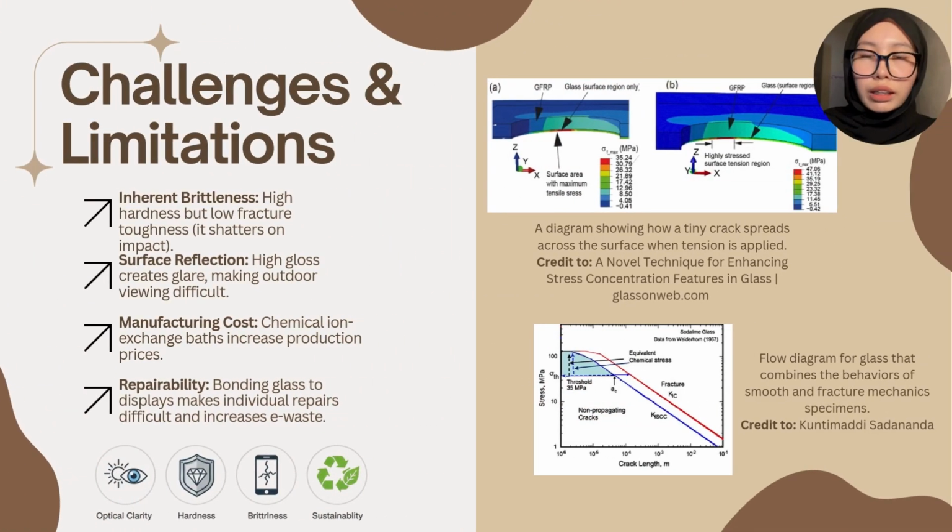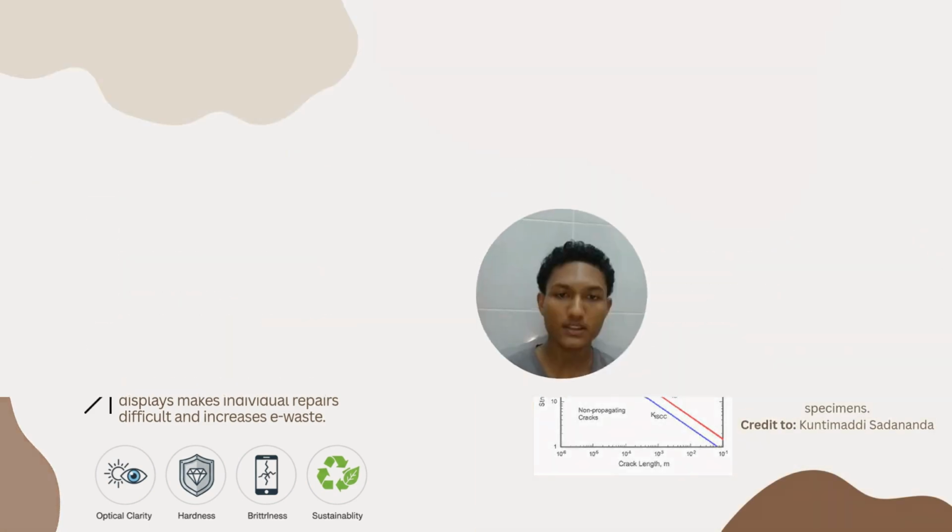Despite its benefits, the biggest challenge is brittleness. While glass is hard, it lacks toughness. It can't absorb impact very well, which is why screens still shatter. We also face a sustainability issue. Because the glass is glued to the display, you often have to replace the whole screen just for one crack, which contributes to global e-waste.